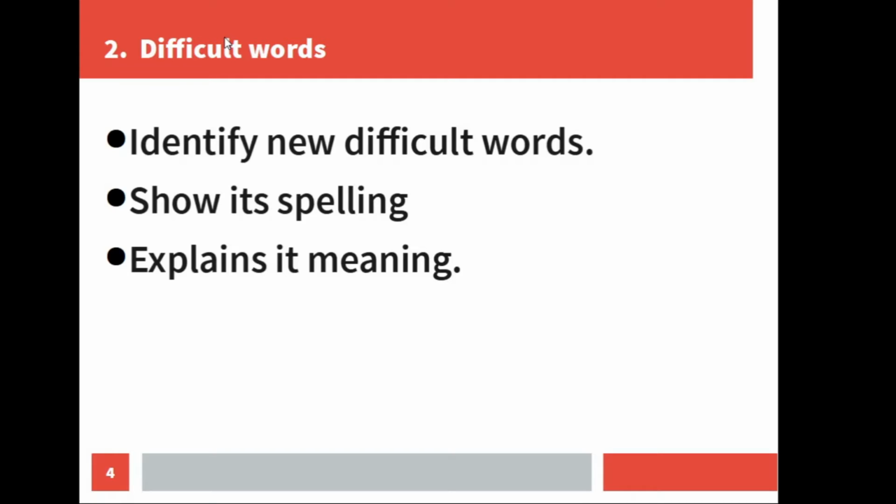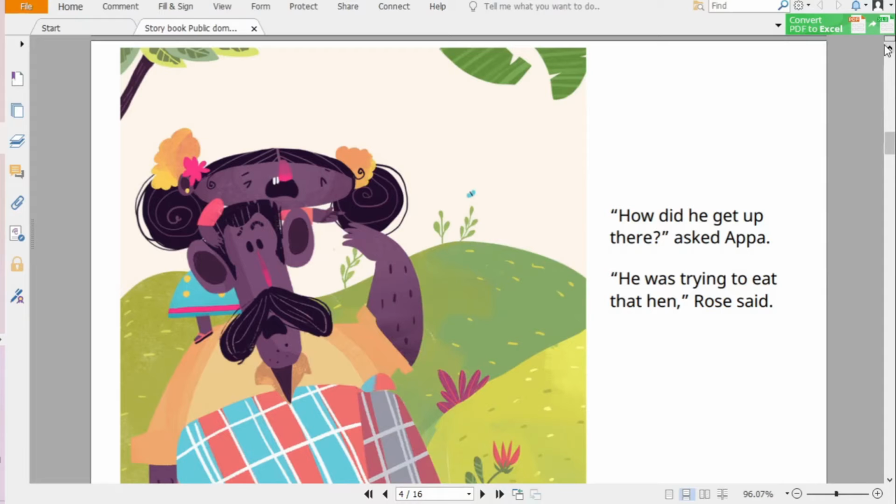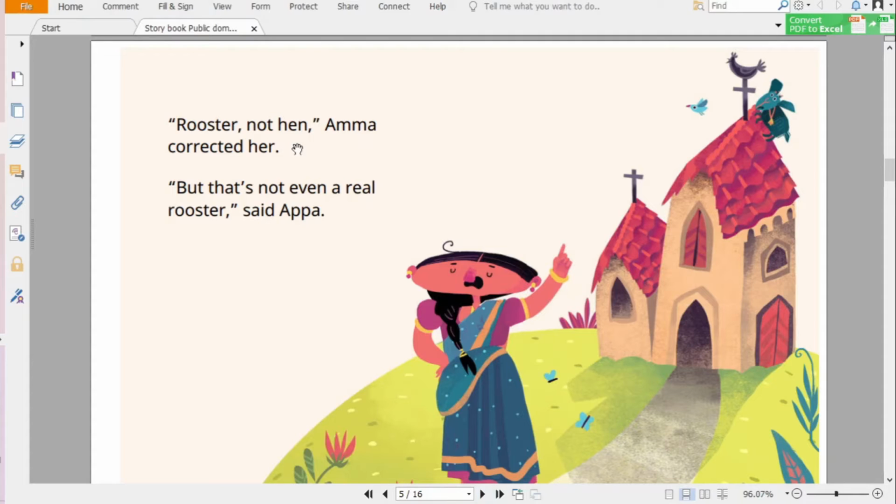The second thing is you identify new or difficult words that the child may not know. You show them its spelling and you explain its meaning. For example, in this story, as you go through it one by one, you identify maybe rooster. What is a rooster? Show the child this is a rooster. This is how you spell it. Is this a rooster? What is a rooster?